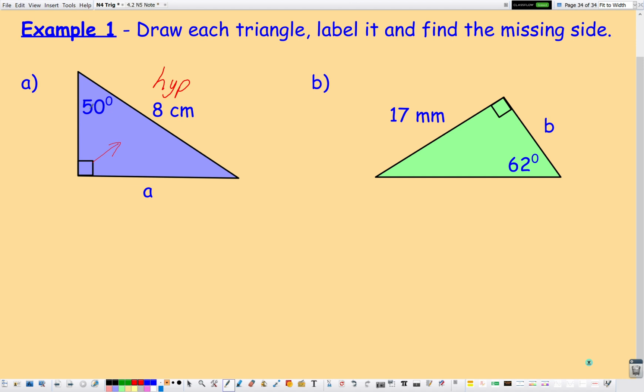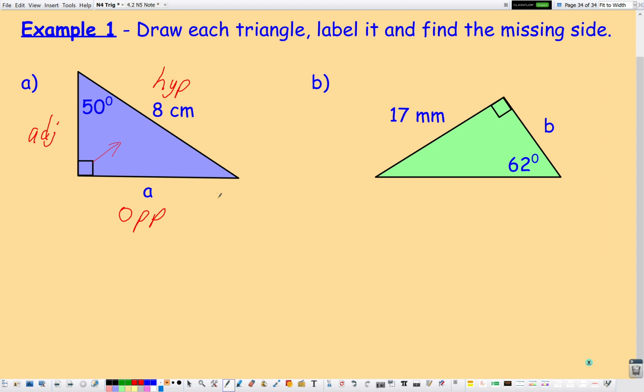Now, once we've done the hypotenuse, we stand on our angle. So imagine you are physically standing on that 50 degrees. If you go across the triangle, that is going to be the opposite side there. So our side A turns out to be our opposite side, and the side that is next to my angle is going to be the adjacent side. Okay, so that's nothing new. We've labelled those triangles before. Hopefully you remember to do that.